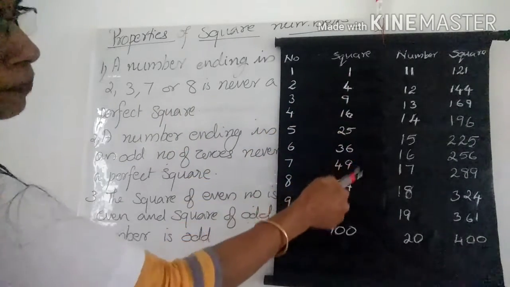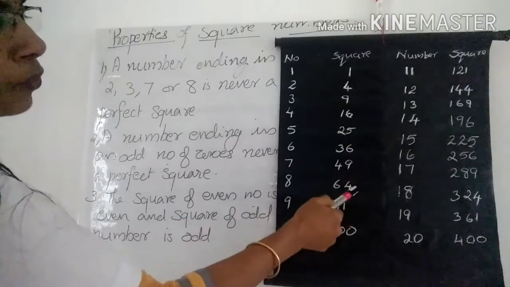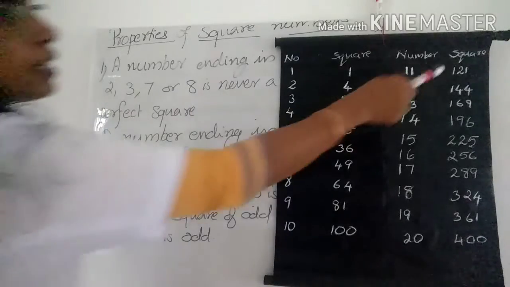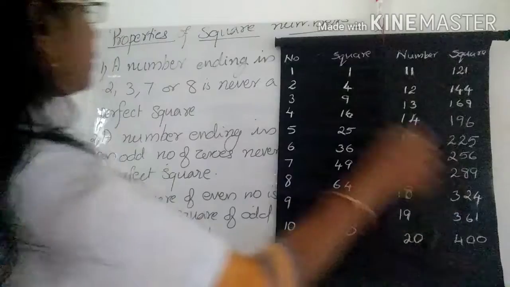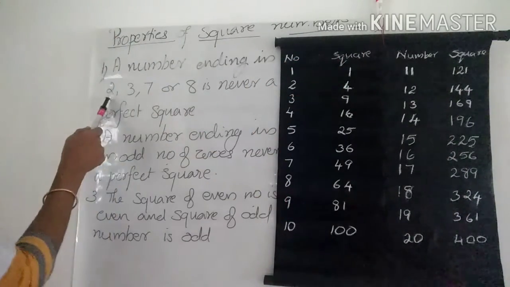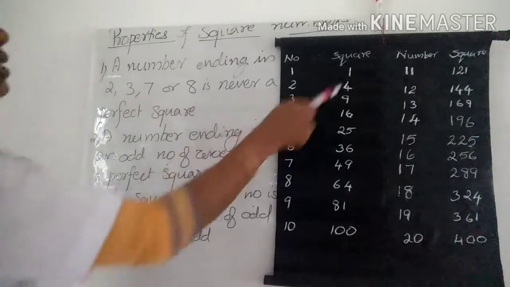Look at this table. Here the last digits are 1, 4, 9, 6, 5, 6, 9, 4, 1. These are the perfect squares. So any perfect square or square number never ends in any of these 4 digits: 2, 3, 7 or 8. Look at the table.